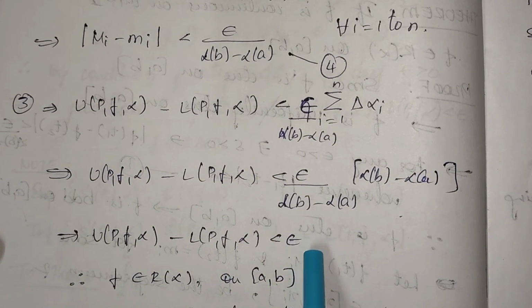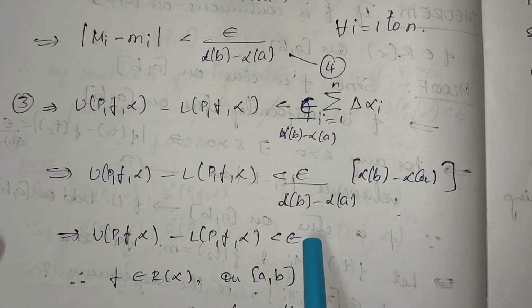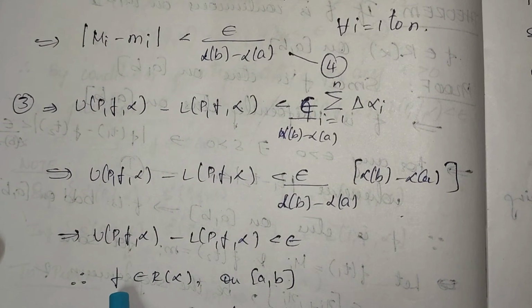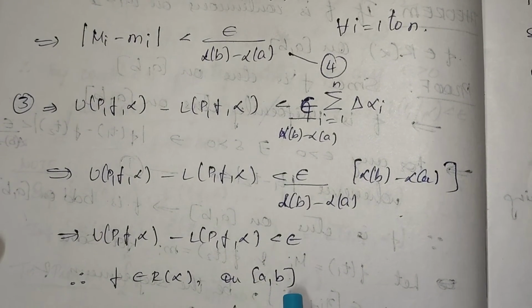So U(P, f, alpha) minus L(P, f, alpha) is less than epsilon, and if this is less than epsilon for any positive epsilon, then f belongs to R of alpha on the closed interval [a, b].